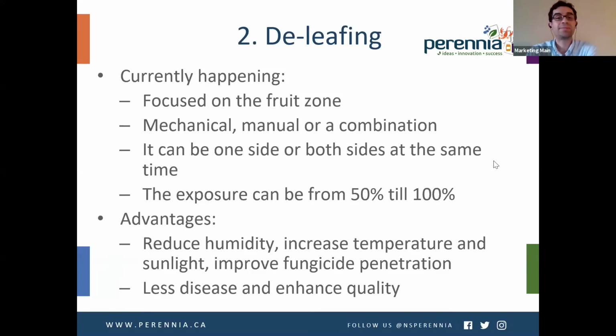Which are the advantages of de-leafing? Well, we will reduce the humidity of the fruit zone area. We will increase the temperature and the sunlight, and we will improve the fungicide penetration. So that means that we will decrease the disease or the impact of disease, and also we'll be able to enhance the quality of the fruit because the sun exposure will trigger other activities and diminish the amount of methoxypyrazines.